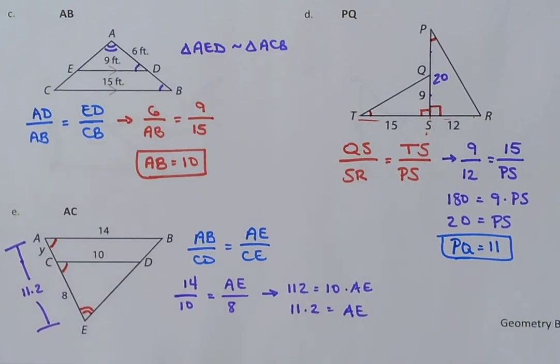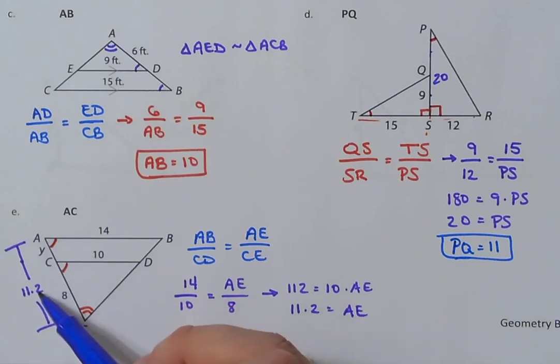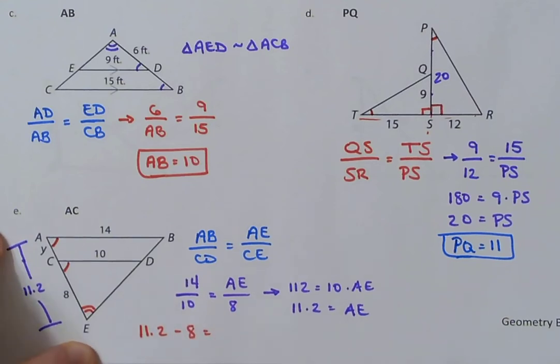So it means this whole length right here is 11.2. So if we know the whole thing is 11.2 and this part is 8, to figure out what the other part, y, equals, we're just going to take 11.2 and subtract 8. And that is going to tell us that AC, or y, is going to equal 3.2. And that is our answer for part E.